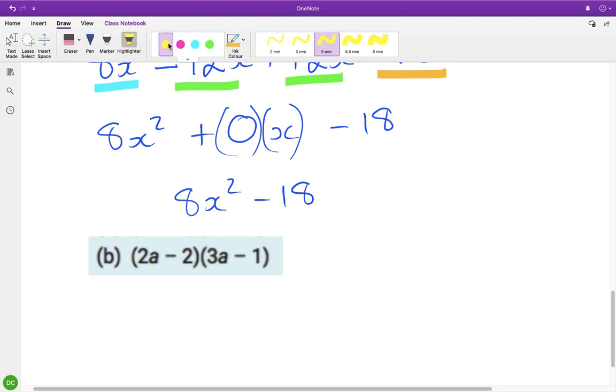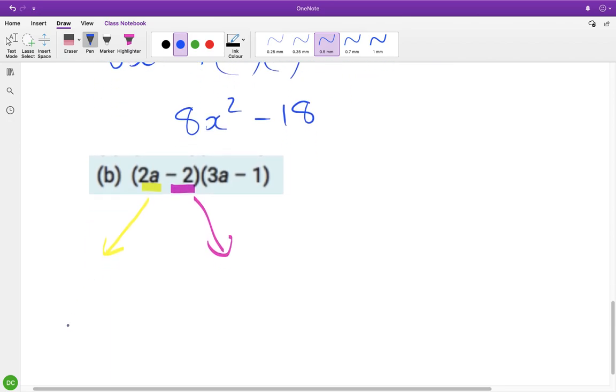Anyway, let's do the last one here. So we're going to split up this first bracket. Take that and put it over here, and then we're going to take this one and put it over here. Okay, so I write the 2a here and I write the minus 2 here. And then after the 2a, I put the second bracket, and after the minus 2, I put the second bracket.